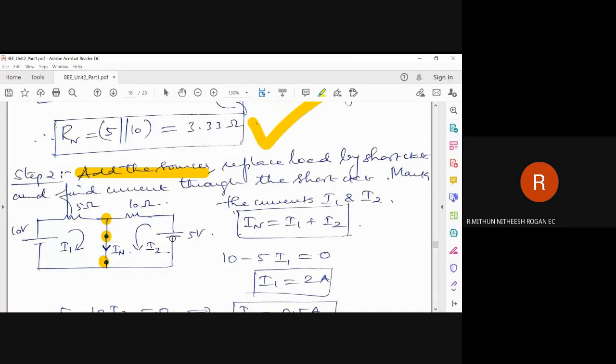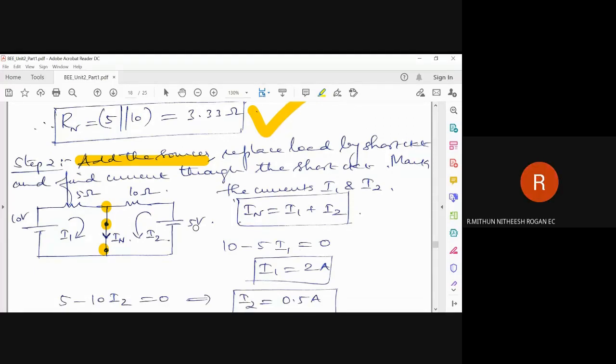Oh, okay, so I'll say it's 10 minus 5 I1 is equal to 0, so I1 is equal to 2 amperes. Okay. And the second loop equation is 5 minus 10 I2 is equal to 0, which gives I2 is equal to 0.5 ampere.